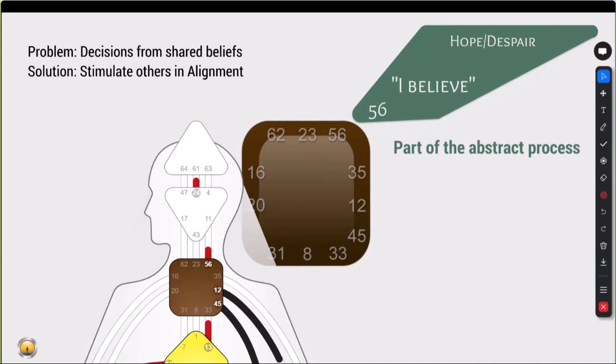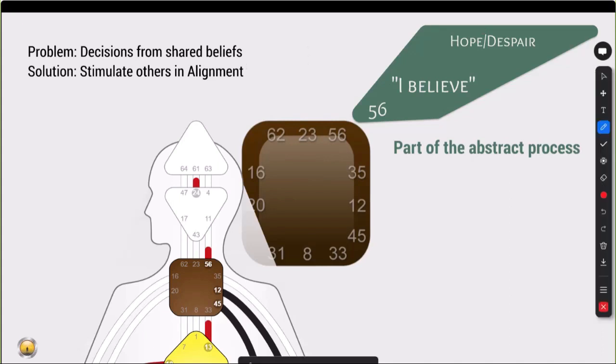Okay, we're going to look at the abstract process and then we'll take a break. So from the perspective of abstract, this is hope and despair of the I believe voice. Now, the problem here is making decisions from shared beliefs. Maybe they're not even your beliefs.